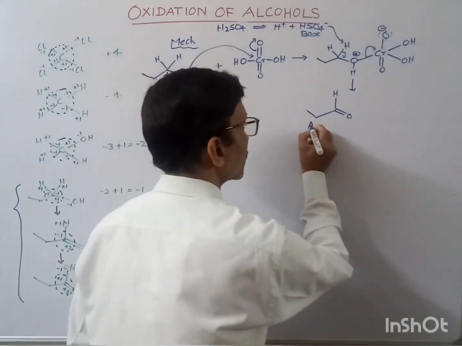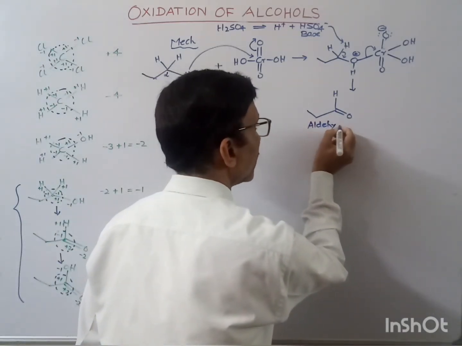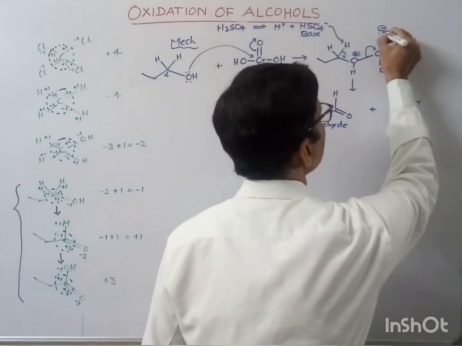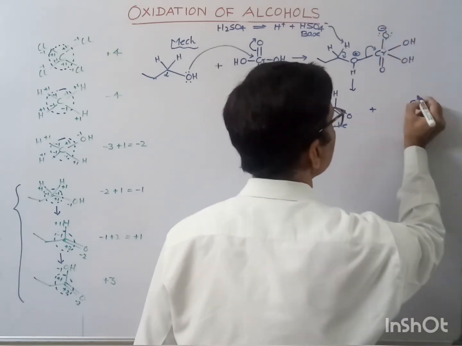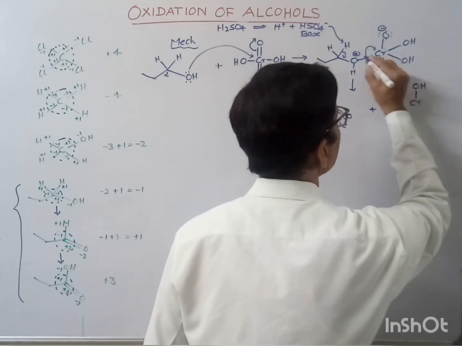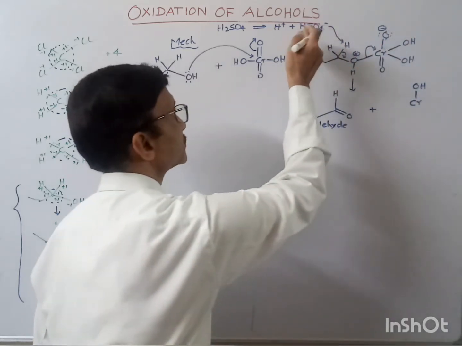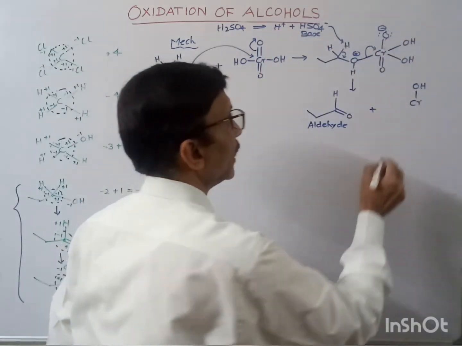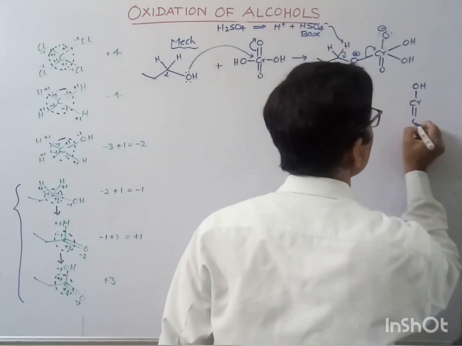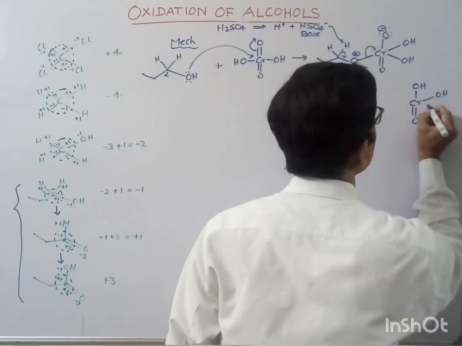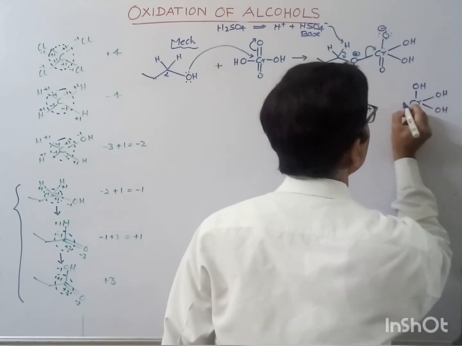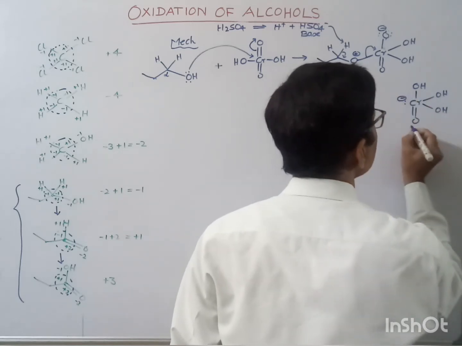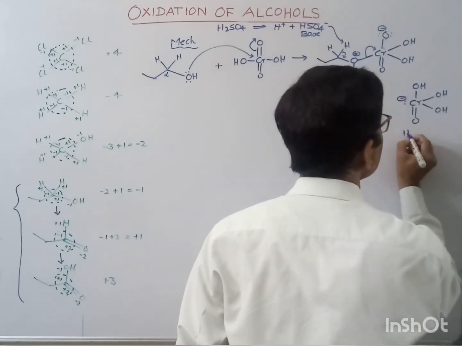So this is being converted into aldehyde, and what we have got, we have got Cr, and this hydrogen would again be protonated by this H plus. So this H plus will protonate this one, and what you will get is OH, and this is OH, and here you will have the minus charge over here.